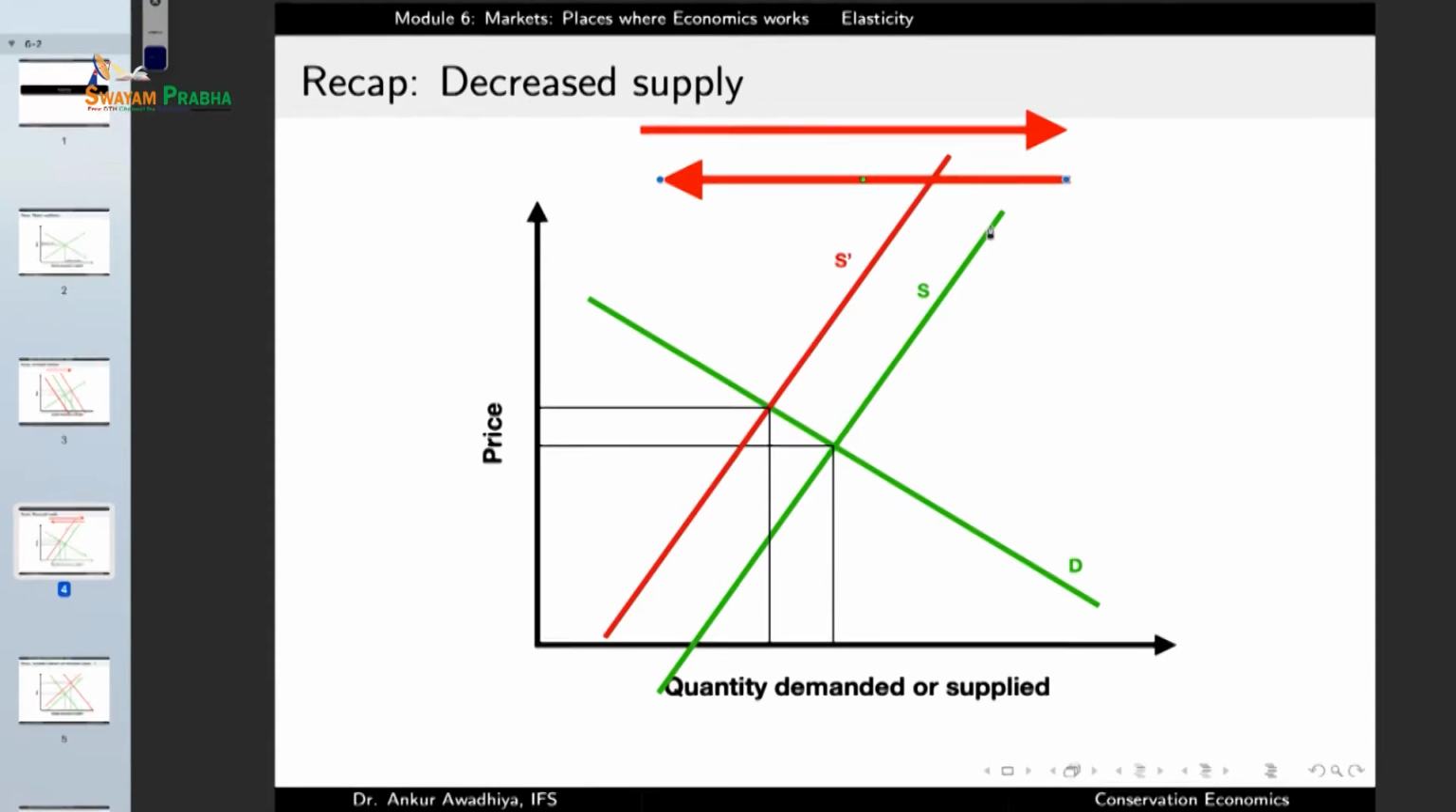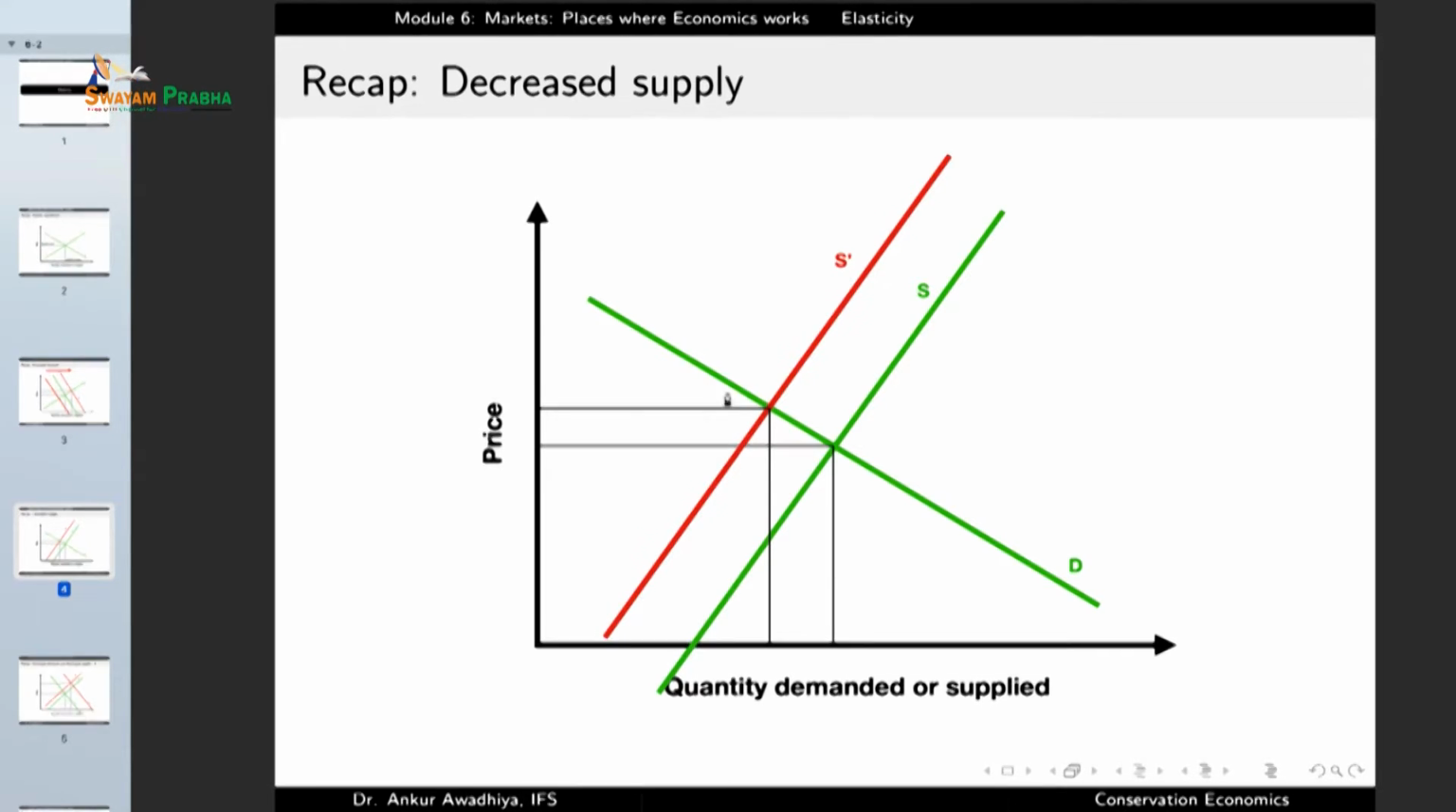Now, in this case, this is the original supply curve and this is the new supply curve. So the supply curve has shifted to the left, which means that we are now talking about a decreased supply. Now there is no change in the demand curve. So the earlier equilibrium was at this point. The new equilibrium is at this point. Now earlier the price at equilibrium was this. The new price at equilibrium is this.